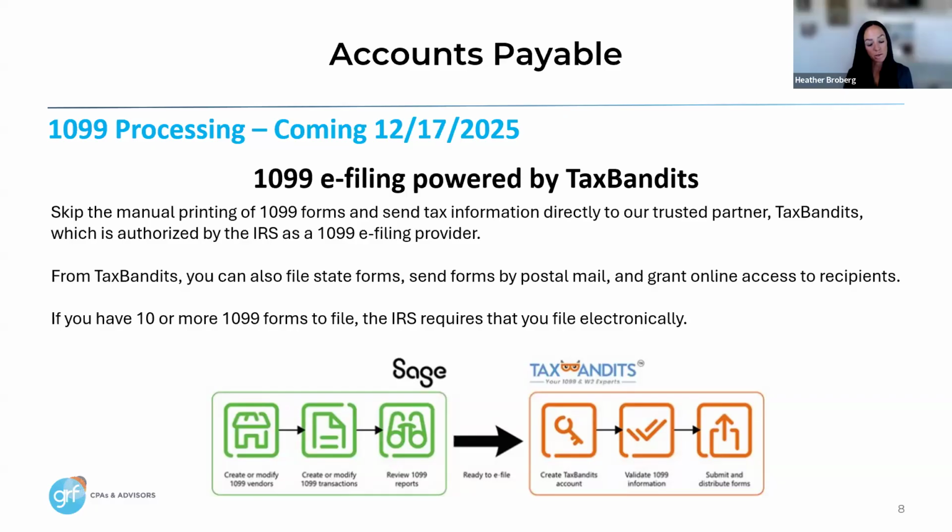So you can now do that directly in Sage Intacct. There is not a cost for this service within the Sage Intacct application. You can simply turn that on within your accounts payable configuration. So if you go to your accounts payable module, you can go to configuration and go ahead and select the box that says you want to leverage the 1099 e-filing powered by Tax Bandits.